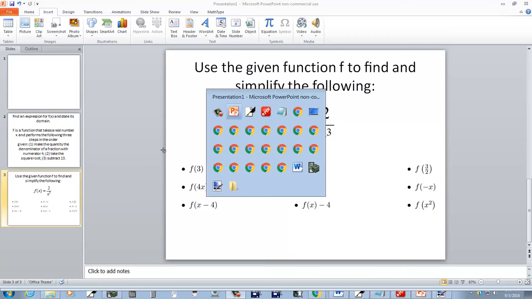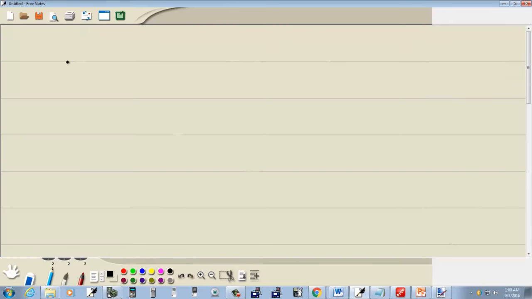Let's take a look at this problem. We've got f of x is equal to 2 over x to the third, and we want to find f of 3.